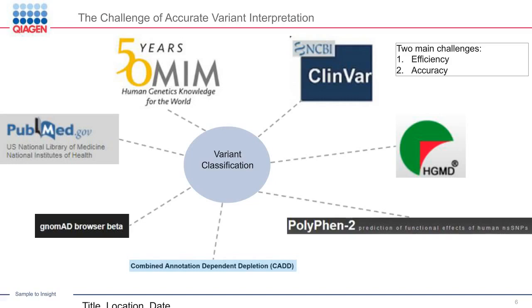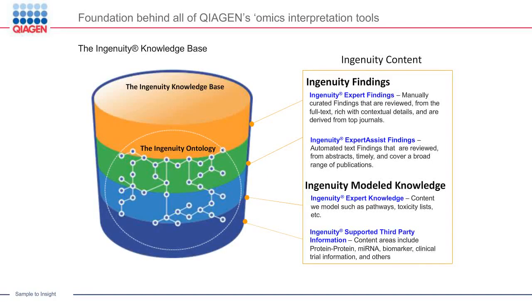So QIAGEN has really simplified this process by integrating and centralizing all this information into what's now known, well, the Ingenuity, but really now the QIAGEN Knowledge Base.